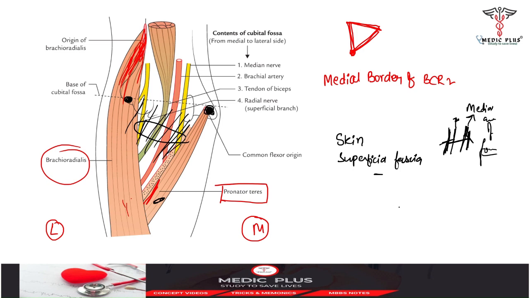Also, one more thing: if we remove the superficial fascia, what can you appreciate here? We can appreciate the deep fascia. The deep fascia is thin and has a whitish appearance, which you can see in a dissection. Okay, so these are the boundaries: lateral boundary, medial boundary, base, apex, floor and roof. Understand? So you can understand this view clearly.